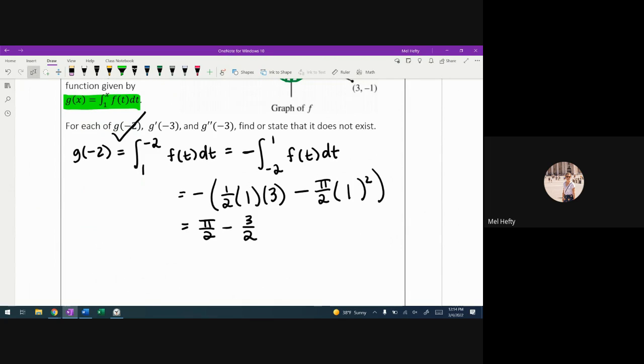Task number 2, we want to find g prime of -3. Let's start by finding g prime of x. Looking at that function, we've now done it a few times. What is g prime of x going to be? So we're taking a derivative of this integral. What is g prime of x? Thank you. F of x. So if we're looking at g prime of -3, that's f of -3.